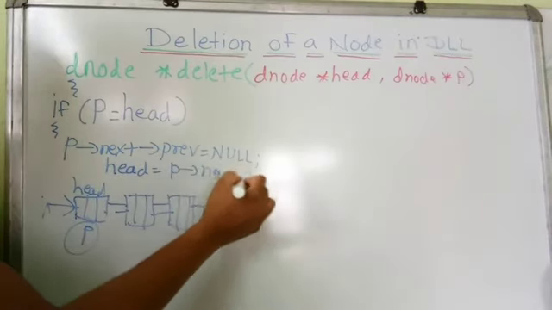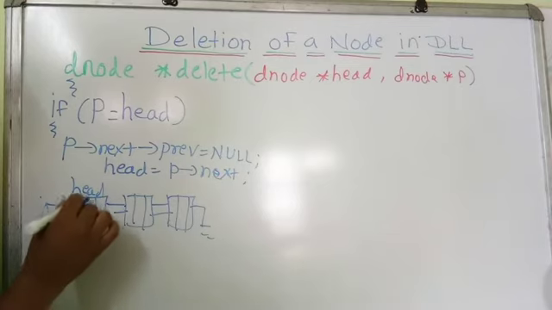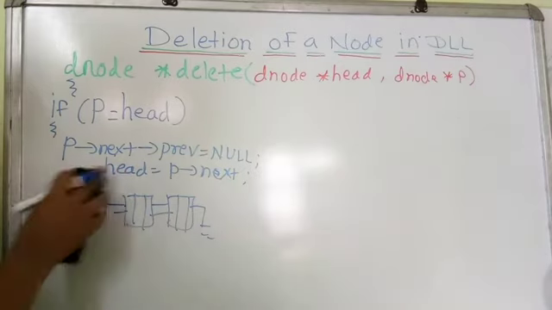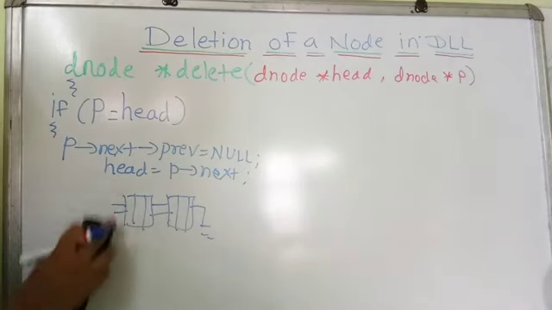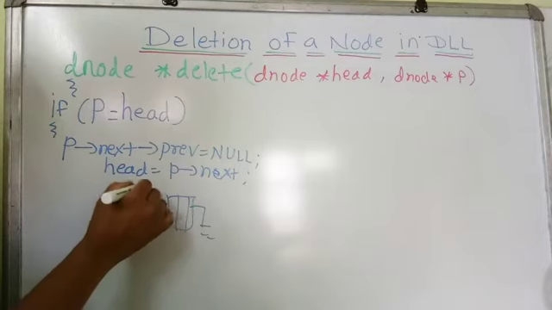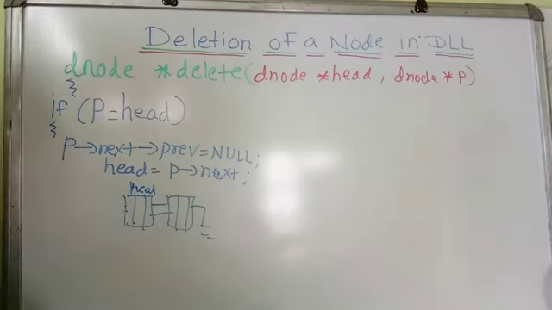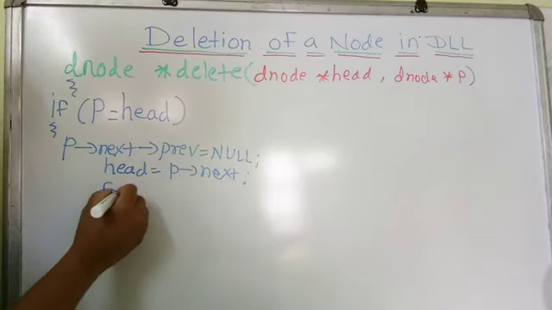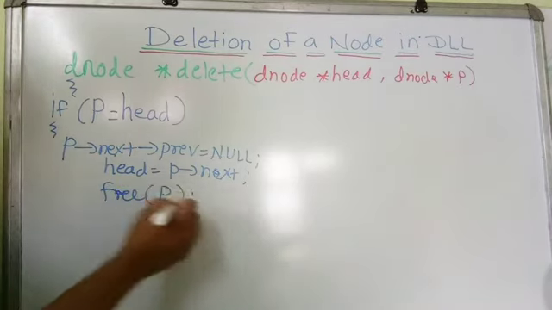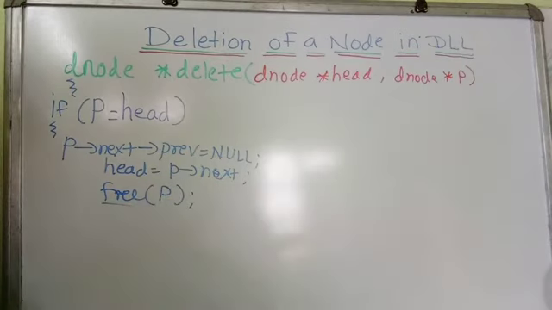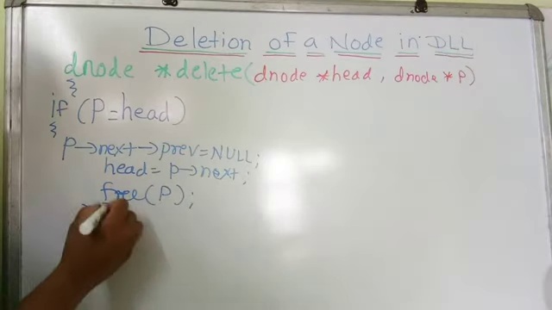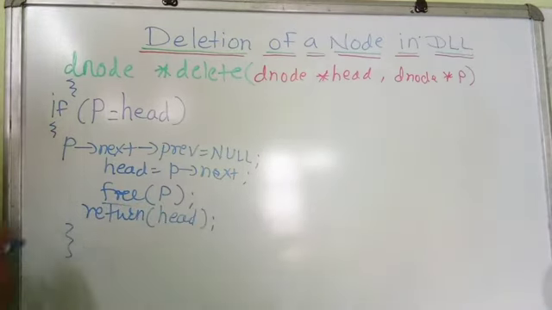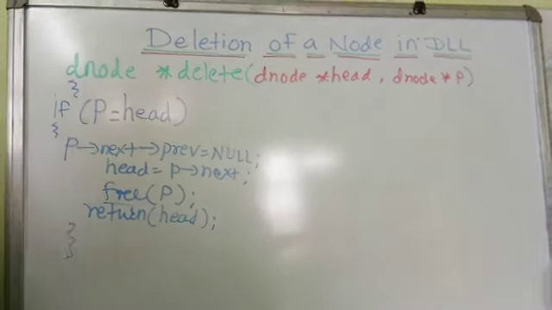What this statement indicates is that head equals to p pointer next, means we had shifted our head to this position, that is head becomes the second node, and we will simply free the p which we had made the connection free. So free is the deletion of a node standard function, and we will simply return the head. Now, this is the procedure when p equals to head.